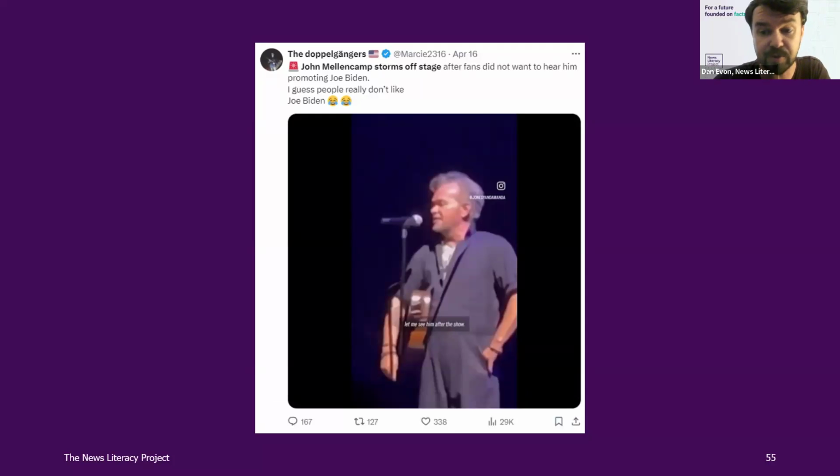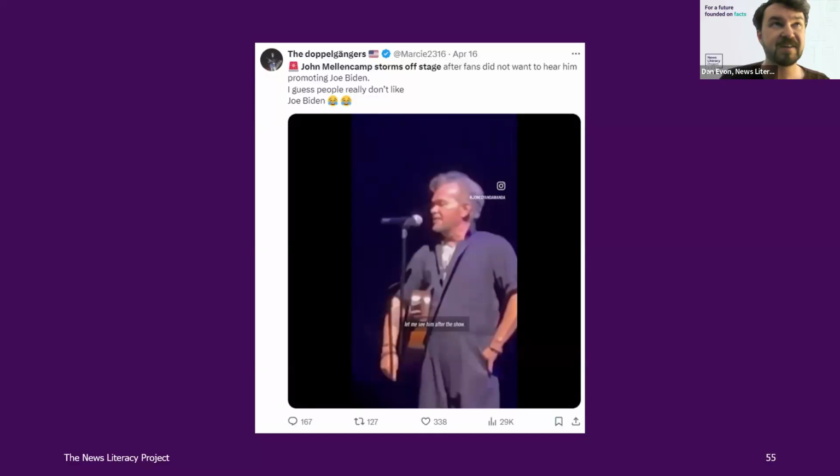It wasn't until a few days later that USA Today published a fact check that noted that this had nothing to do with politics. Mellencamp was telling a story about his grandma, and somebody yelled out for him to play music, and then they got into a little altercation. It was not politically related at all.